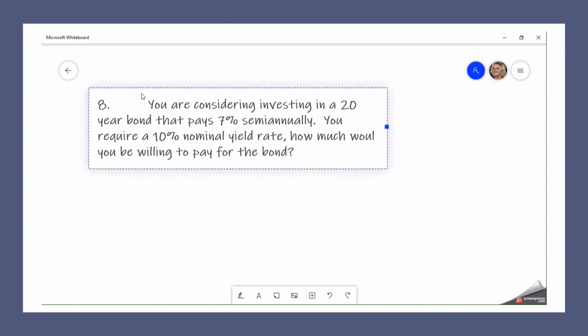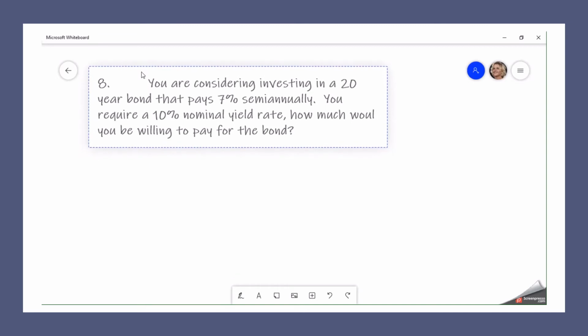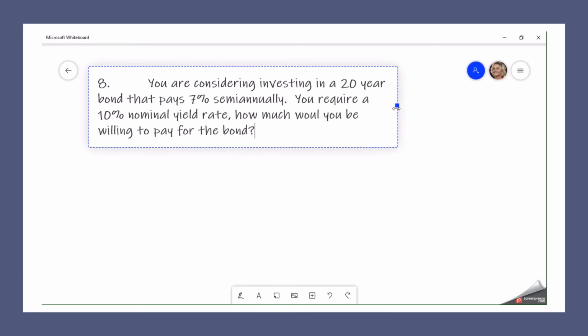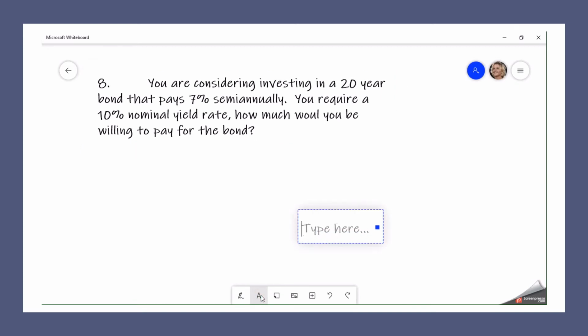So you're considering investing in a 20-year bond that pays 7% semi-annually. You require a 10% nominal yield rate. How much would you be willing to pay for the bond? Okay, so we'll go ahead and put that into our time value money keys.